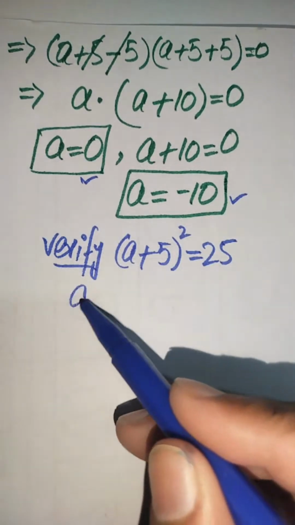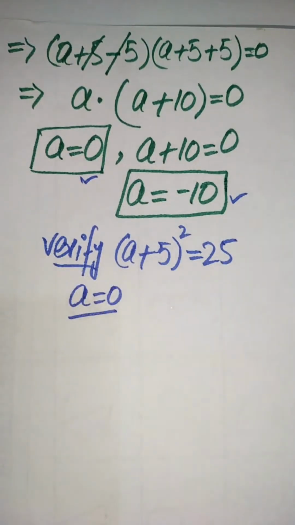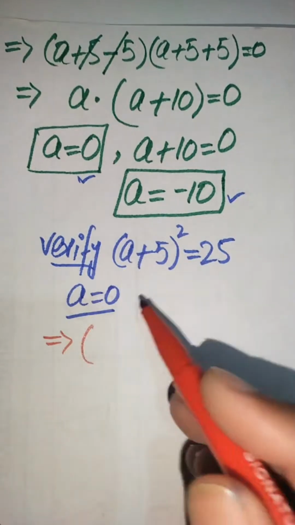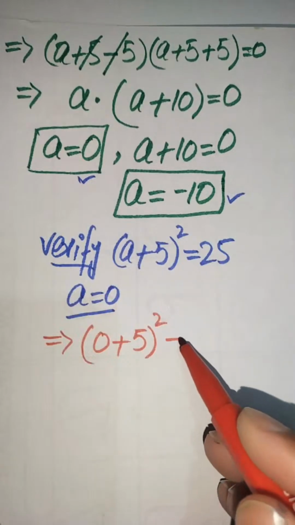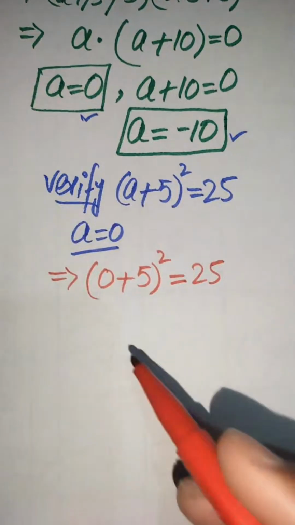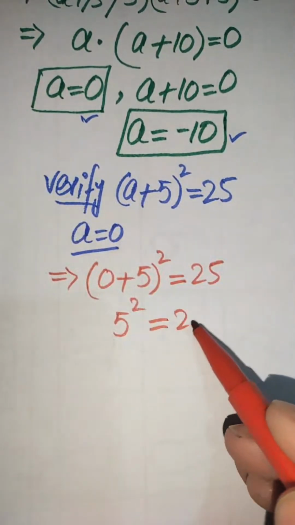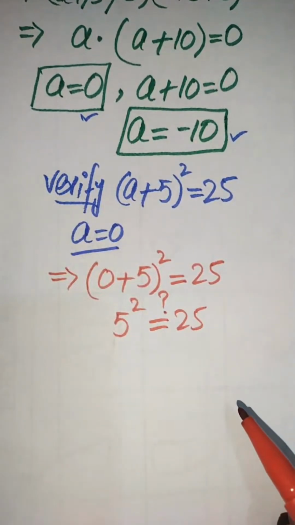So for this first, we choose a equals 0, and now we need to substitute a equals 0 into the left hand side of the above equation and check its behavior. When you put it here, it becomes (0 plus 5) whole square equals 25. Further, 0 plus 5 becomes 5 square equals 25, because here we just check whether both of the sides are equal or not.